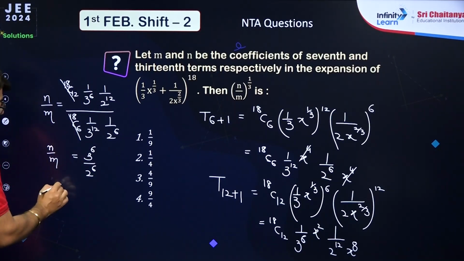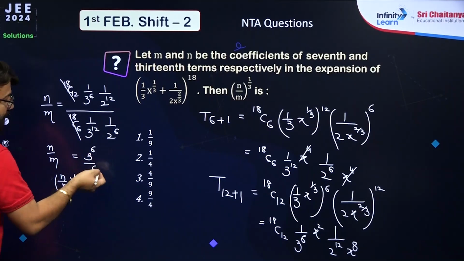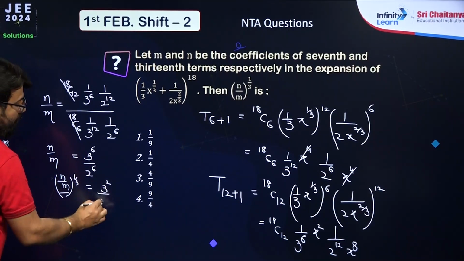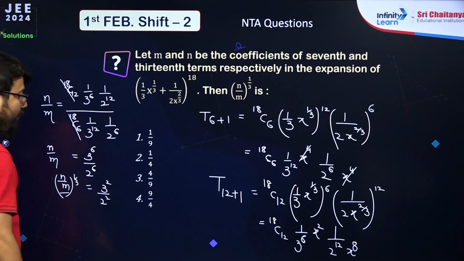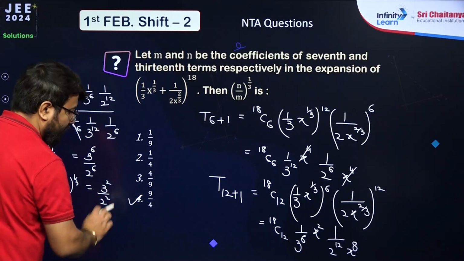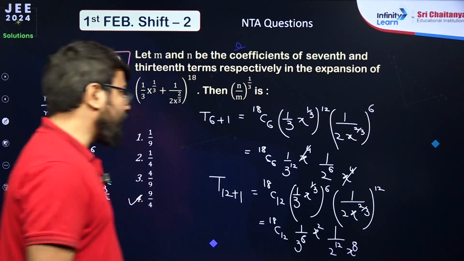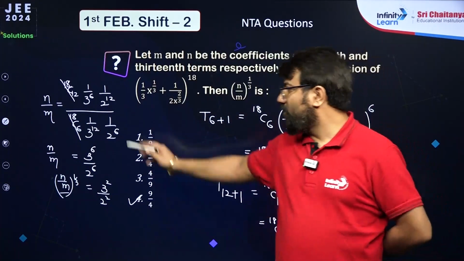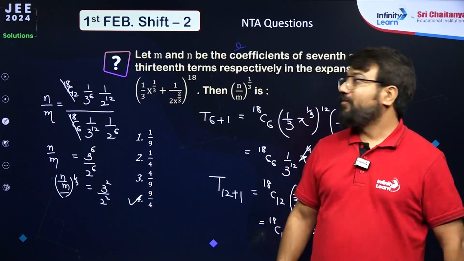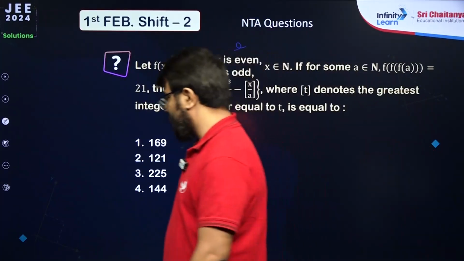Now they are asking us to take the cube root, (n upon m) with the power 1 by 3. So if they ask us to take the cube root, it will be 3 square over 2 square, that is 9 over 4. 9 over 4 is given to us in the fourth option. That is why the fourth option will be the final answer. Can you see this? 9 over 4, how did we get this result, n over m? If you are able to understand this, we are moving ahead to the next one.